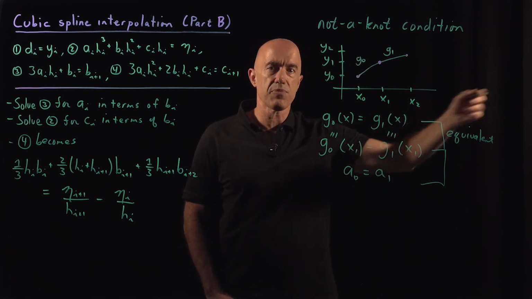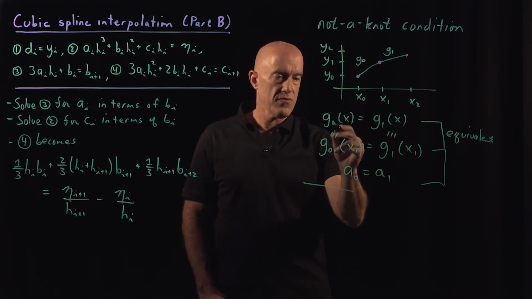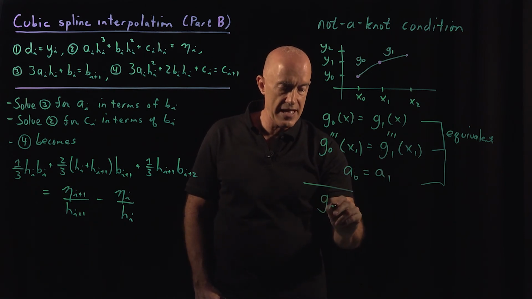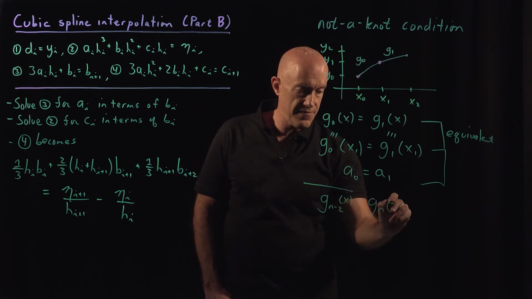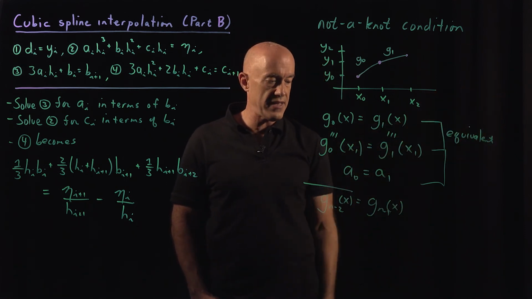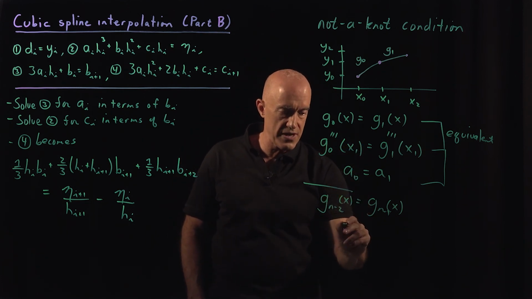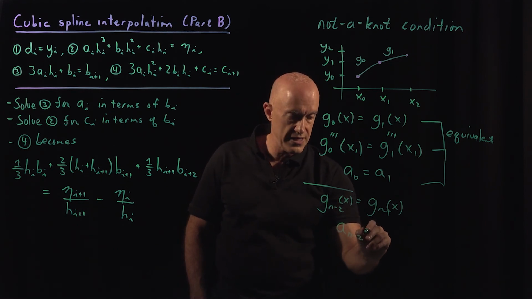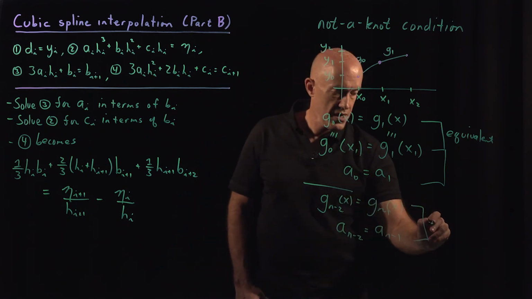The second constraint applies to the other end. Remember that there's n of these cubic polynomials. So it would be g sub n minus 2 of x equals g sub n minus 1 of x. So that's the right-hand side, the end of the interpolation. And that, equivalent to the third derivative, would work out to a sub n minus 2 equal to a sub n minus 1. So these are also equivalent.